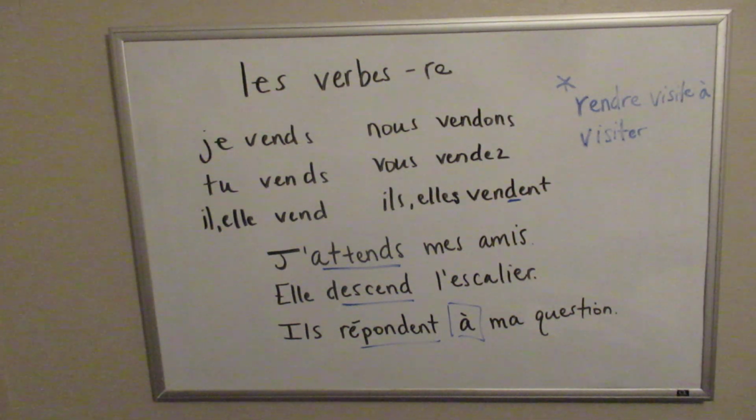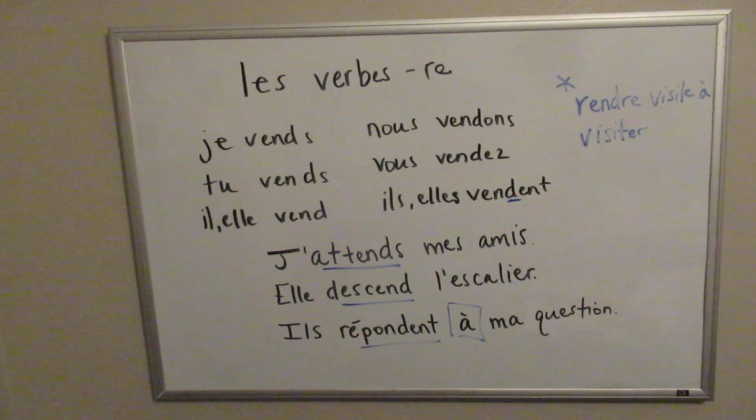Now you will notice if you look on page 136 that they give you a short list of verbs that are like vendre and conjugated the same way or changed in the same way. Attendre means to wait or to wait for. So we don't actually use the word for in French. I'm not going to say j'attends pour mes amis. I'm just going to say j'attends mes amis.